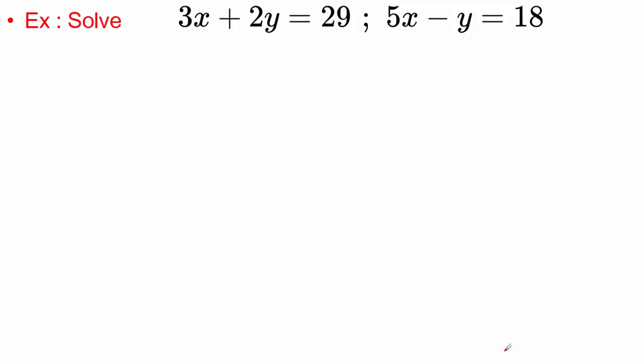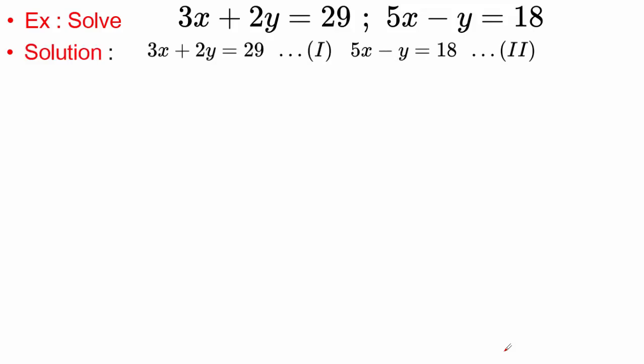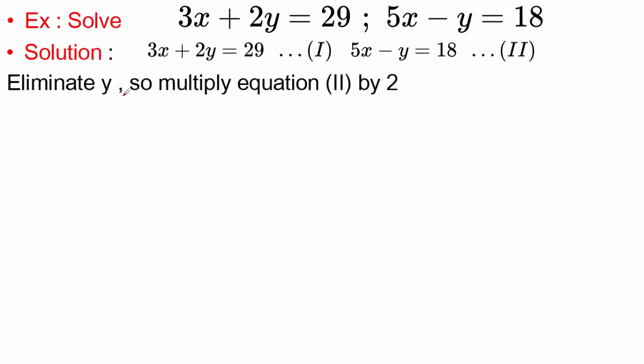One more example. Solve 3x plus 2y equals 29, 5x minus y equals 18. We shall number the equations first. 3x plus 2y equals 29, this is the first equation. 5x minus y equals 18, this is the second equation. We shall solve the system by eliminating y first. So we shall multiply equation 2 by 2, because in the first equation the coefficient of y is 2 and in the second equation the coefficient of y is 1. Therefore, multiply the second equation by 2.